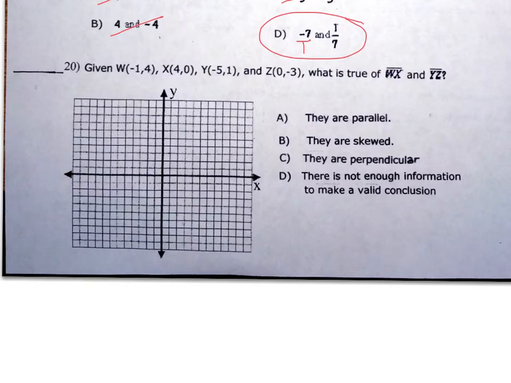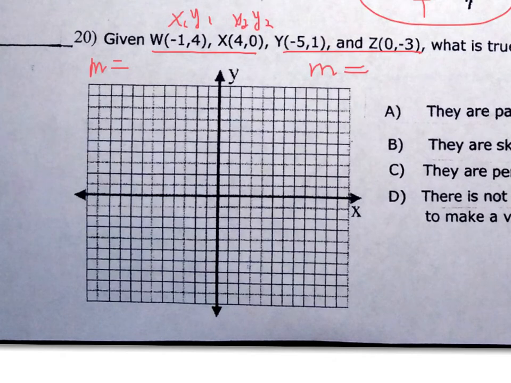So on the first one, well, I need to know what is true. Well, I don't really have to graph them. What I can do is just find the slope. WX, find the slope. And YZ, find the slope. Just to avoid that mistake. So I label X1, Y1, X2, Y2. Put it into the slope formula. Let me make this a little bigger. So slope formula would be 0 minus 4 divided by 4 minus 1 is plus 1. So the slope is negative 4/5.